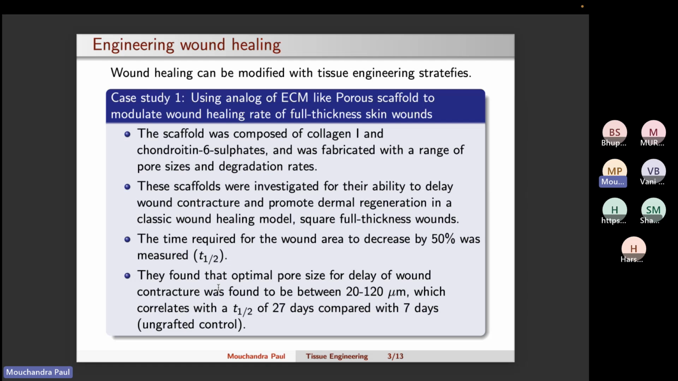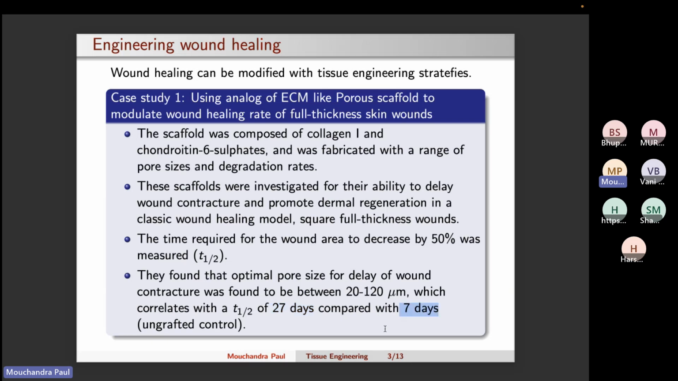What they found was a scaffold with a pore size of 20 to 120 micron. With the pore size within this range, it was the most optimum pore size, because they were able to delay the wound contracture process by 27 days. So the wound contracture happened after 27 days from the start of the wound, whereas normally it usually happens in 7 days.